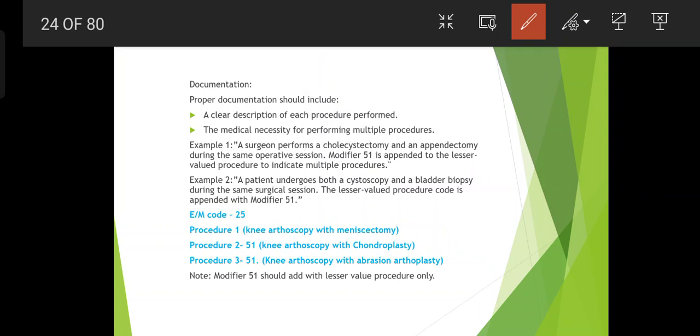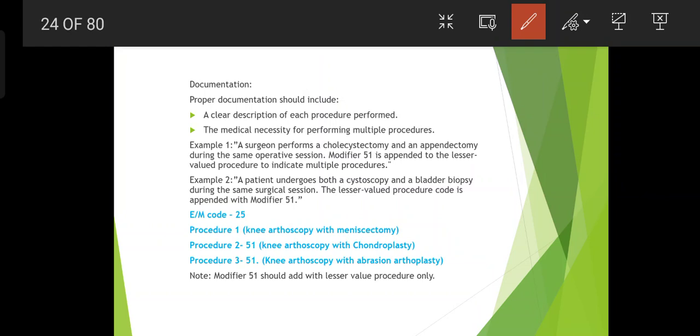Okay, modifier 51 you have to give for the lesser valued procedures. Out of these three procedures, the highest value is knee arthroscopy with meniscectomy. Okay, for that procedure I have coded, and then I have added the other two procedures. For those two procedures you have to give modifier 51 to represent multiple procedures performed on the same session by the same physician. So always you have to give modifier 51 with lesser valued procedures only.